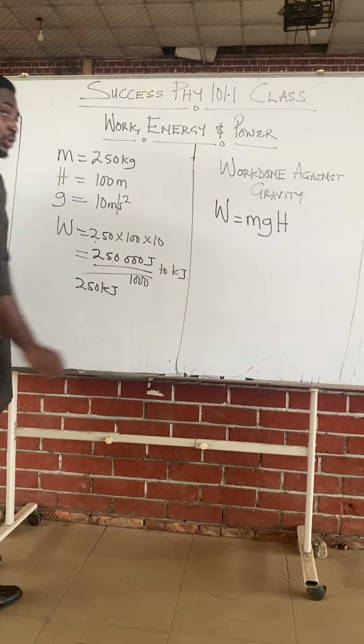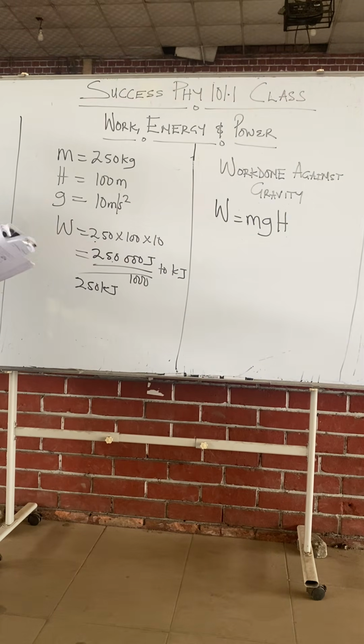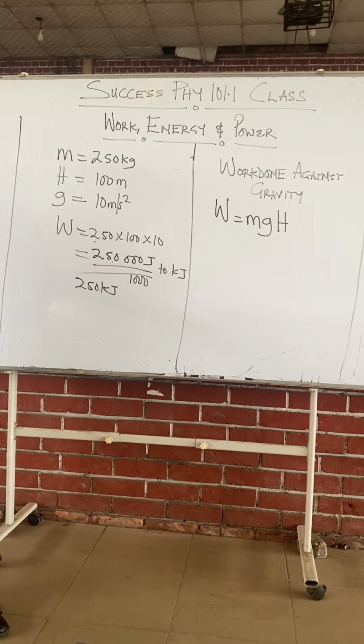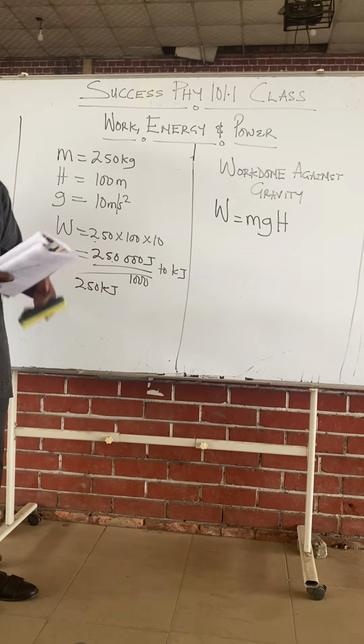So please be very careful before you conclude that there's no answer in the options. Sometimes your answer has just been converted to another unit. From joules to kilojoules, just divide by 1,000: 250 kilojoules.